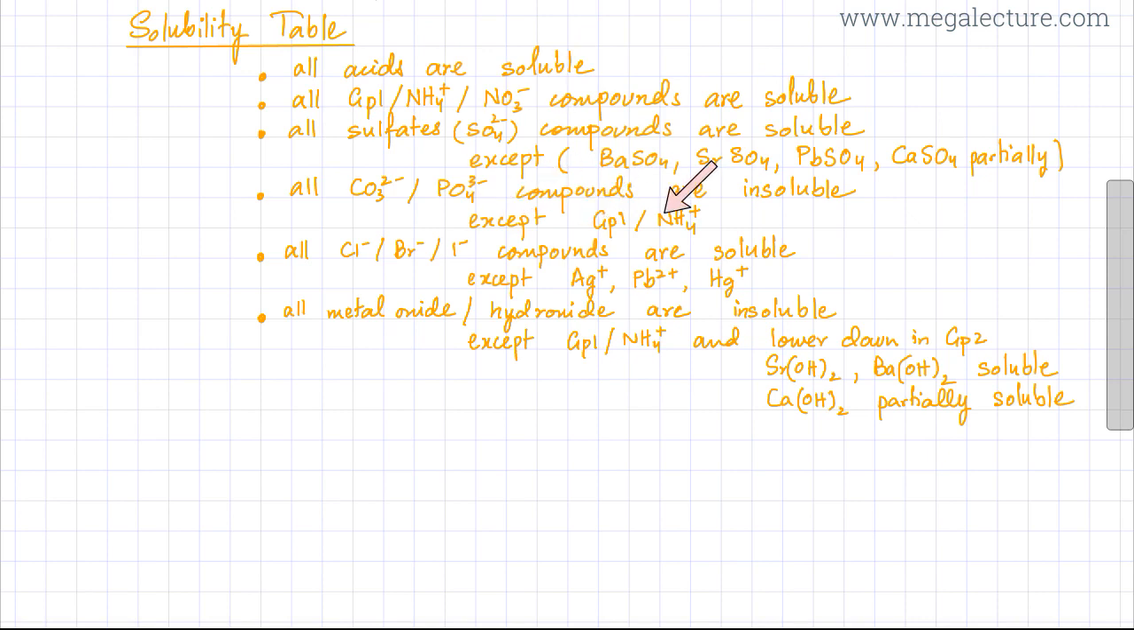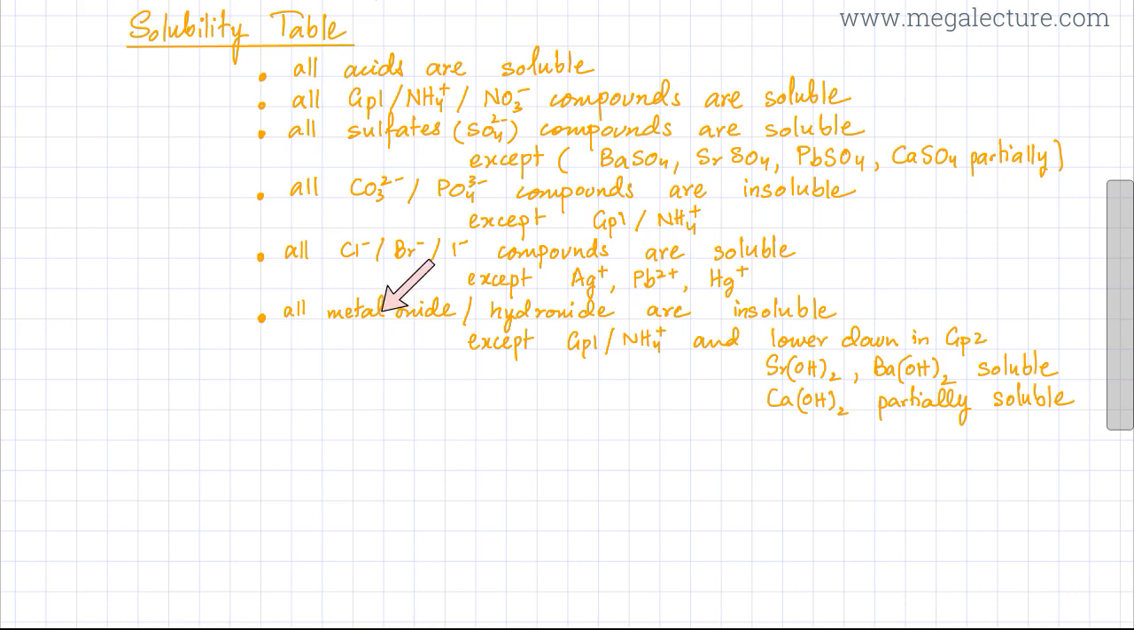So that's an exception. Then you have chlorides, bromides, and iodides. These compounds are all going to be soluble, and they also have exceptions: silver chloride, silver bromide, silver iodide, lead chloride, bromide, iodide, or mercury as well. So if these cations are present, then they would be insoluble.